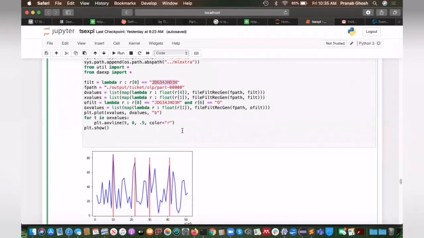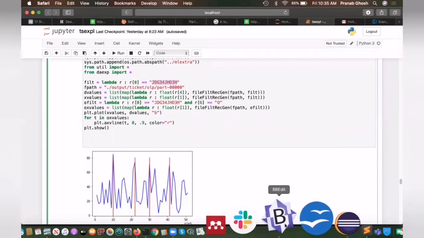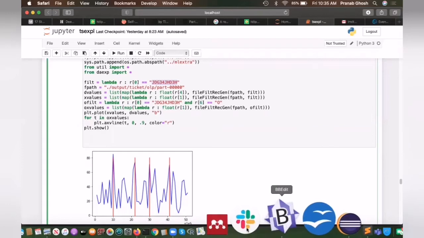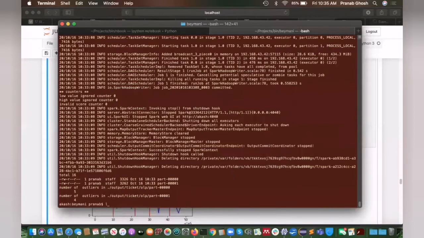And then what I'm doing is, if you look at the output, let me go back. So let's look at the typical output.